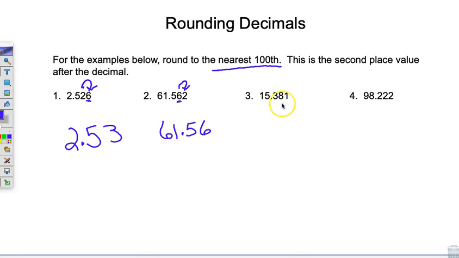Again, we're rounding to the nearest hundredth, so we want to stop where this 8 is. I've got to look next door to see if I'm going to round to 9 or leave it alone as 8. Since this is a 1, I'm going to leave it alone. So this becomes 15.38. In the last example, it's this 2 that's in the hundredths position. So I look next door to the thousandths to decide where to round. Since this is a 2, I get to leave this one alone. So my answer is 98.22.